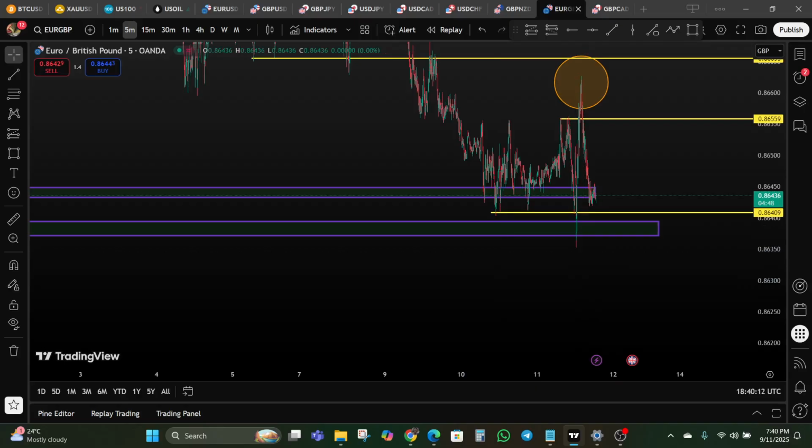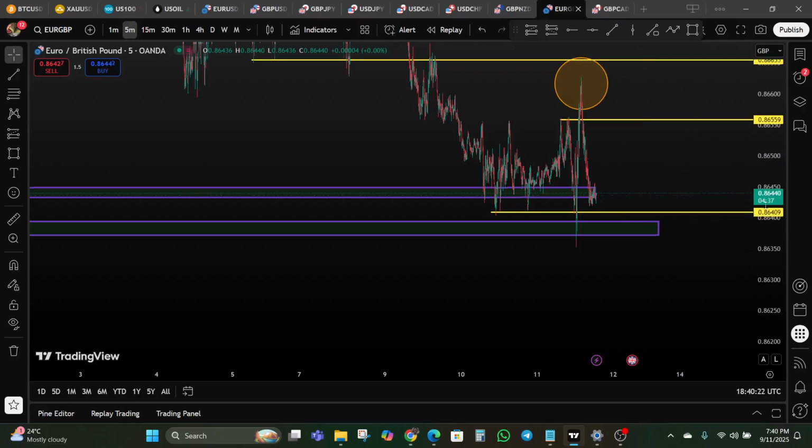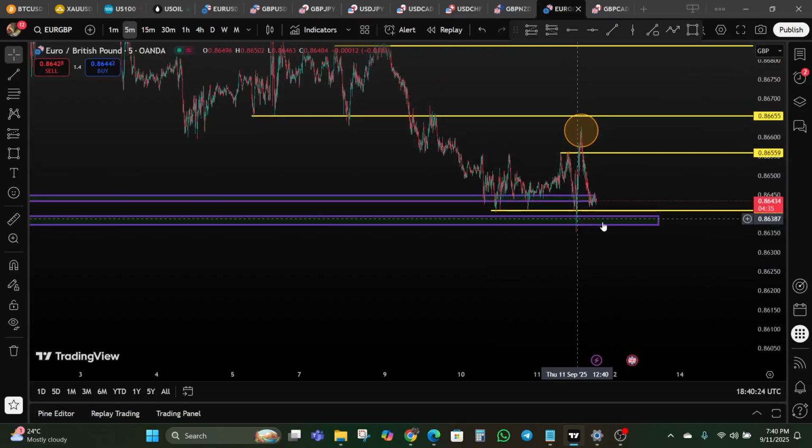You have to use a market structure shift to confirm. If price changes direction and breaks a short-term high or low, it strengthens the setup. So imagine you catch such a move on time and you enter, you would be able to get a good risk to reward ratio as price moves in your direction.